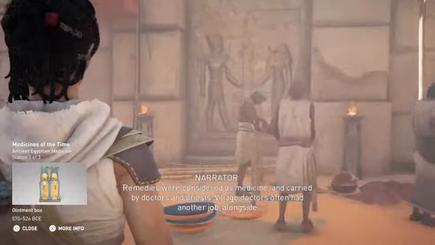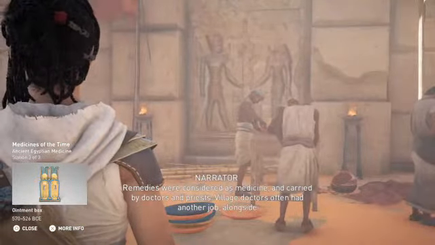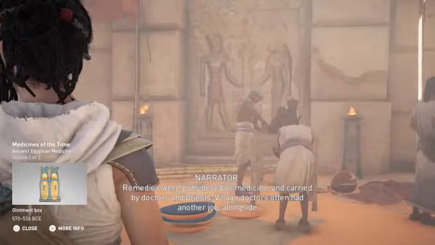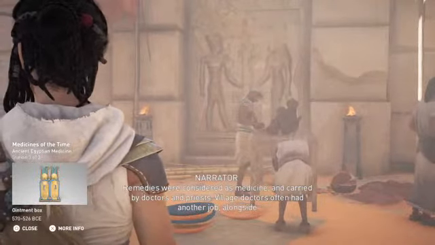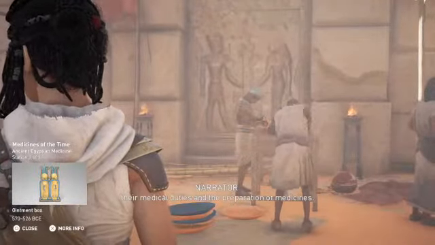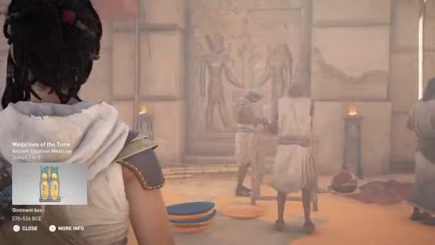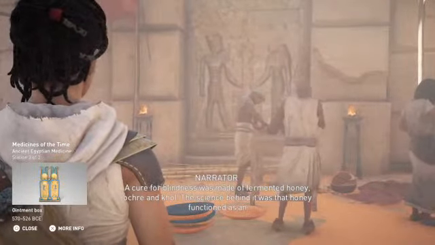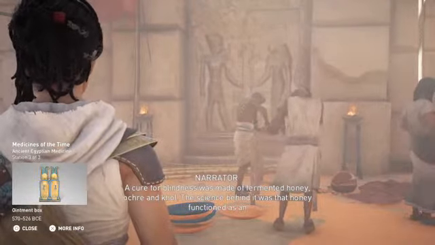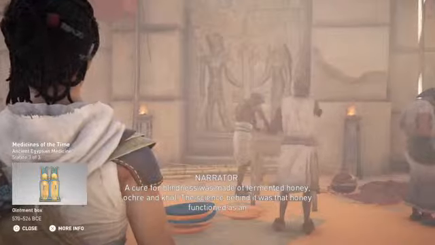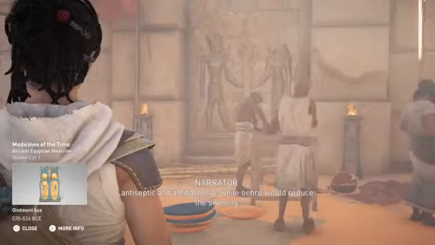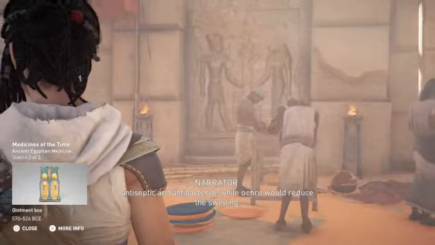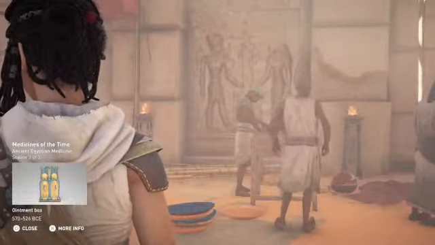Remedies were considered as medicine and carried by doctors and priests. Village doctors often had another job alongside their medical duties and the preparation of medicines. A cure for blindness was made of fermented honey, ochre, and coal. The science behind it was that honey functioned as an antiseptic and antibacterial, while ochre would reduce the swelling.